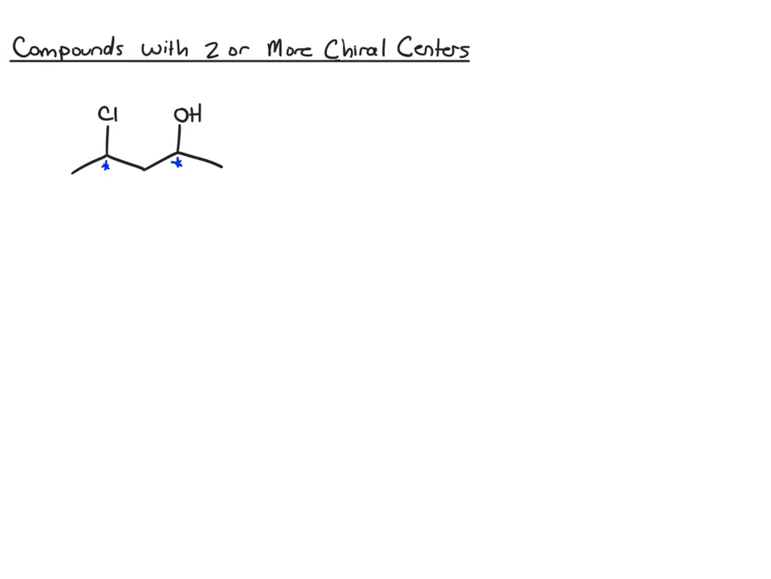The first thing we can do is remember the rule 2 to the n, where n equals the number. For now, we're going to stick with chiral centers. We have 2 chiral centers, 2 to the 2 is 4. So that is the maximum number of stereoisomers.